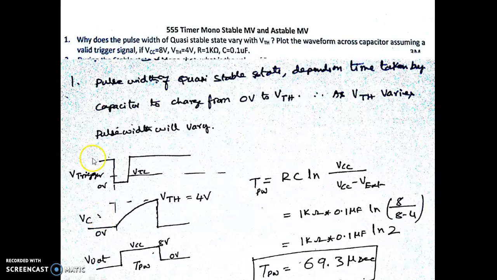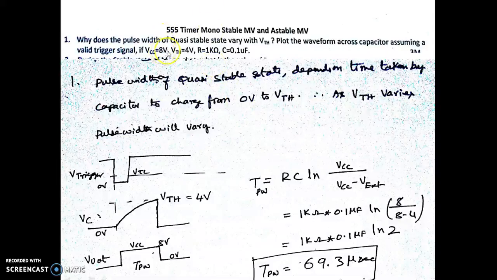So the answer is, the pulse width of a quasi-stable state in a monoshot depends on the time taken by the capacitor to charge from 0 volt to VTH, because as the value of VTH varies, naturally the pulse width has to change. The pulse width changes because the capacitor voltage is asked to change from 0 to VTH, which decides the pulse width of the quasi-stable state. So naturally, as VTH changes, the pulse width should also change.